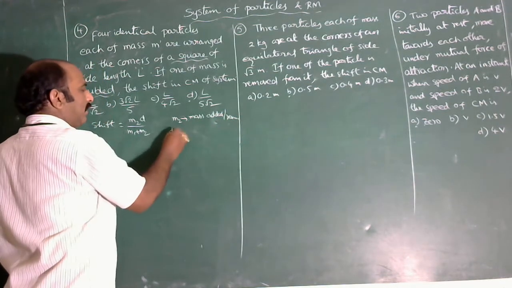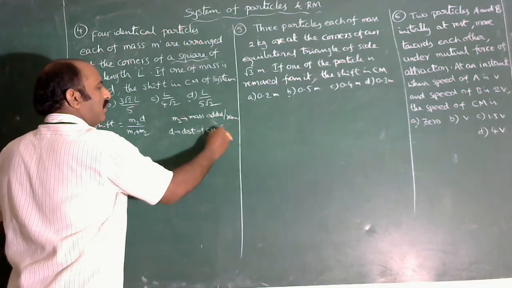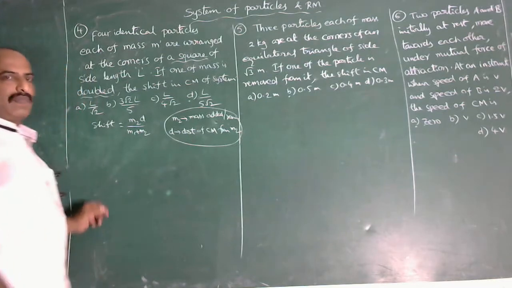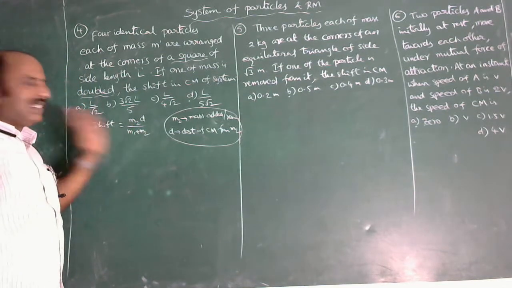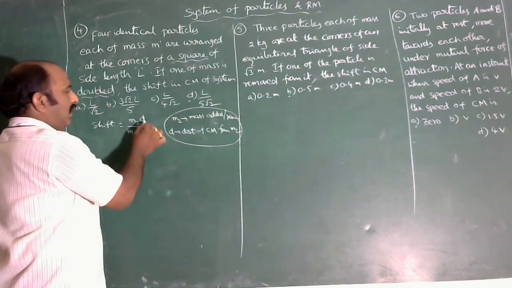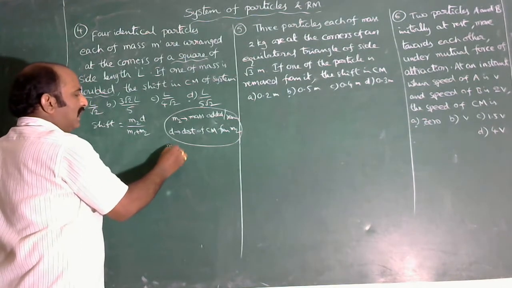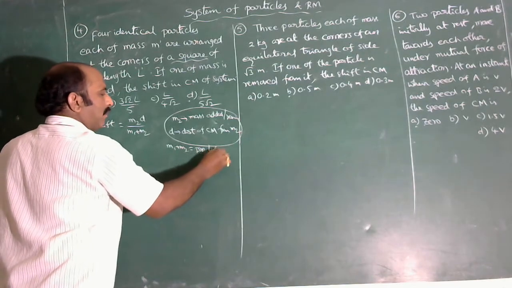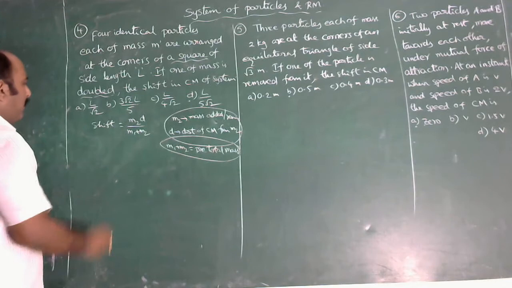added. M2 means mass added or removed. What is d? Distance of center of mass from m2. Okay, just keep it in mind. So the shift formula is first m2 d by m1 plus m2. Here m2 is mass added or removed, d is the distance of center of mass from m2, and m1 plus m2 is the present total mass.